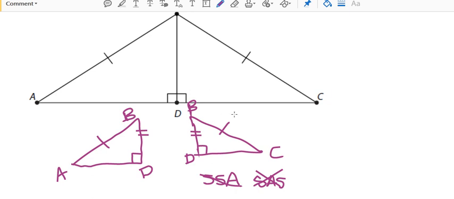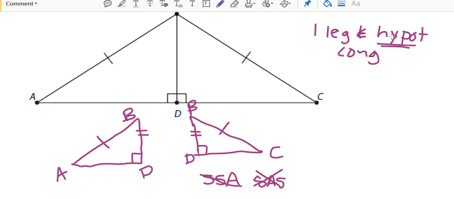However, some of us are now recognizing that what we do know is that this is a right triangle. And when you have a right triangle, if you have one leg and a hypotenuse, right? So you've got one leg and a hypotenuse that are congruent, and this only works in a right triangle because of the words hypotenuse and leg.